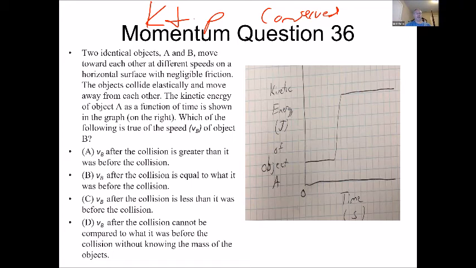The kinetic energy of object A. So we're looking at just the kinetic energy of object A in our graph. Which of the following must be true of the speed of V? So notice A is moving along some constant kinetic energy, which means constant velocity. And then right in here, this must be where the collision happened.